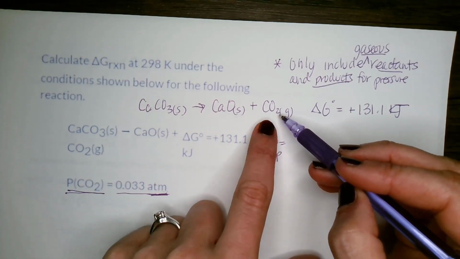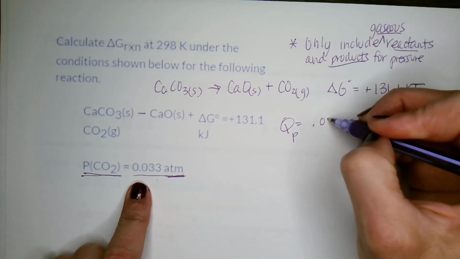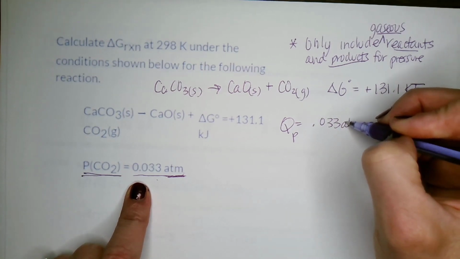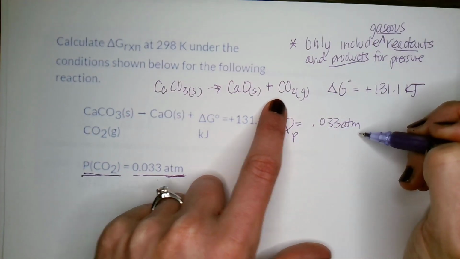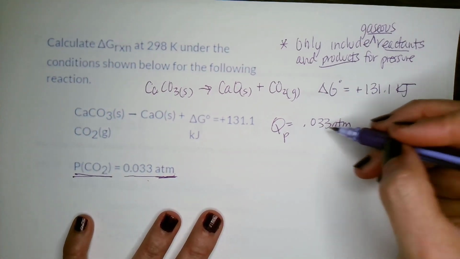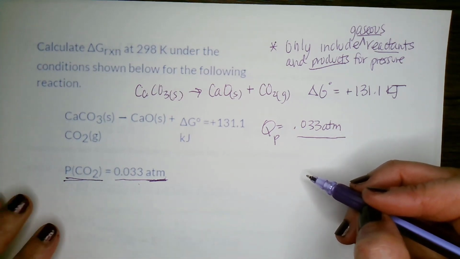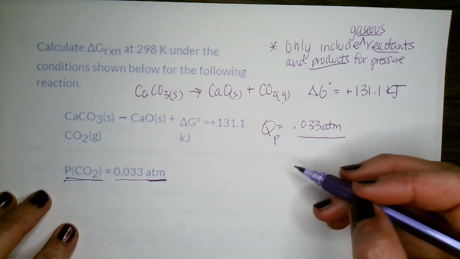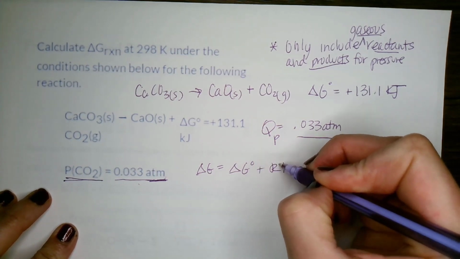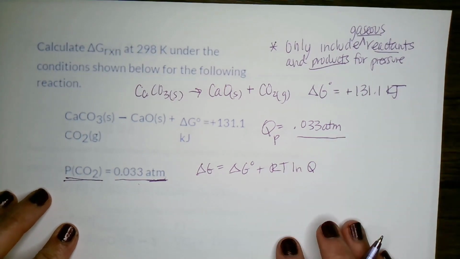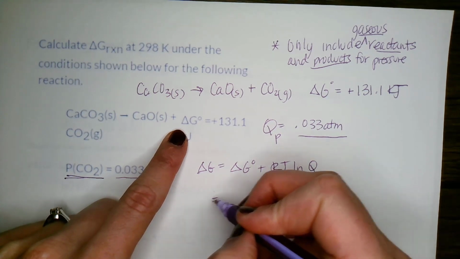So for pressure, we do products over reactants. So since we're only given the partial pressure of 0.033 atm, that would be our CO2, and it's not squared or anything, over nothing. So our Q is simply this, which is kind of nice. So now we can plug it into our delta G equals delta G naught plus RT natural log of Q.